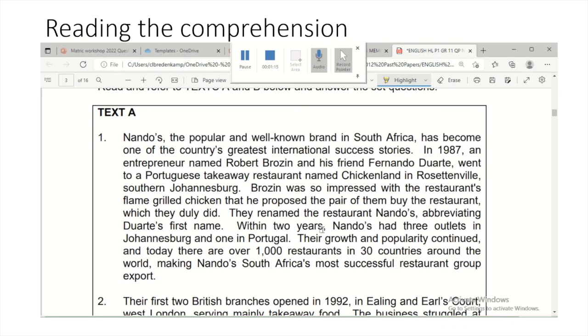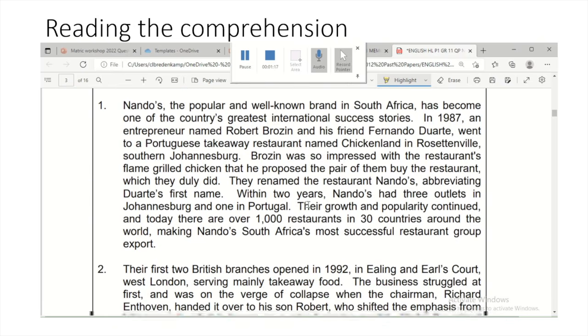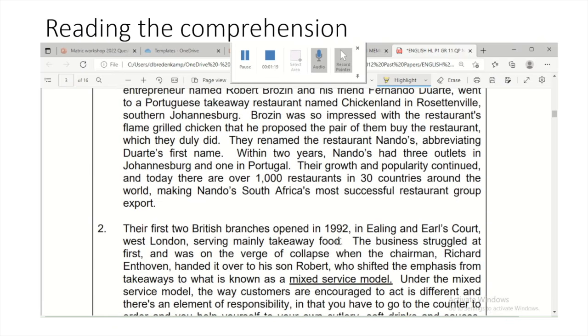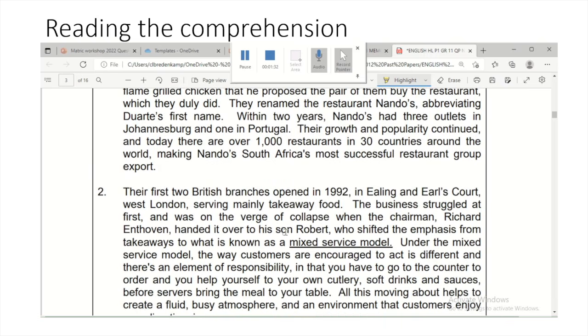Within 2 years, Nando's had 3 outlets in Johannesburg and 1 in Portugal. Their growth and popularity continued, and today there are over 1,000 restaurants in 30 countries around the world, making Nando's South Africa's most successful restaurant group export. Their first 2 British branches opened in 1992 in Ealing and Earls Court, West London, serving mainly takeaway food.